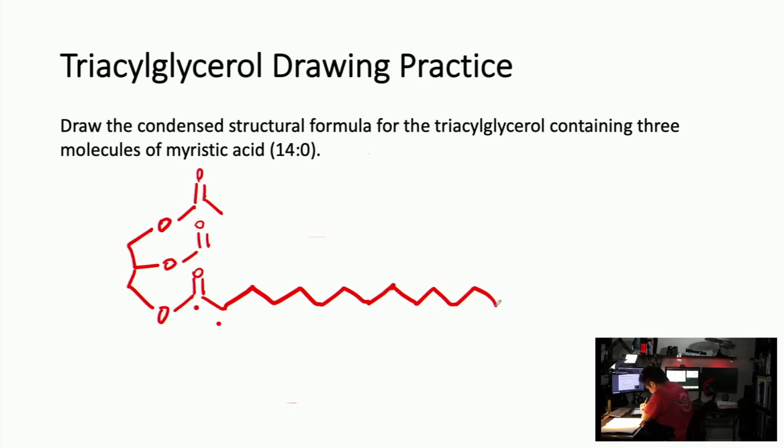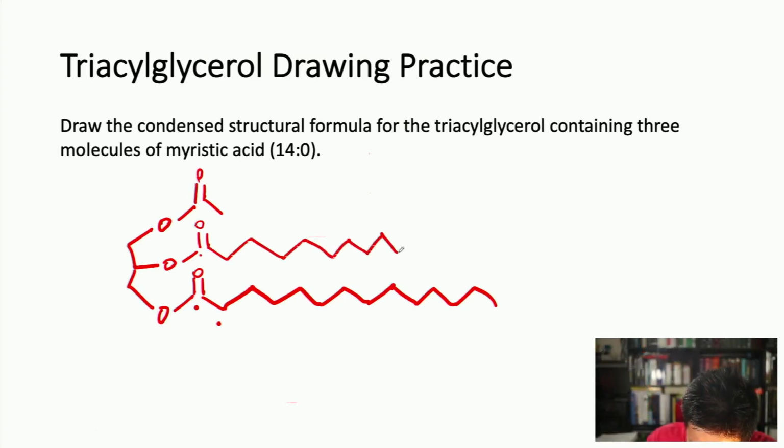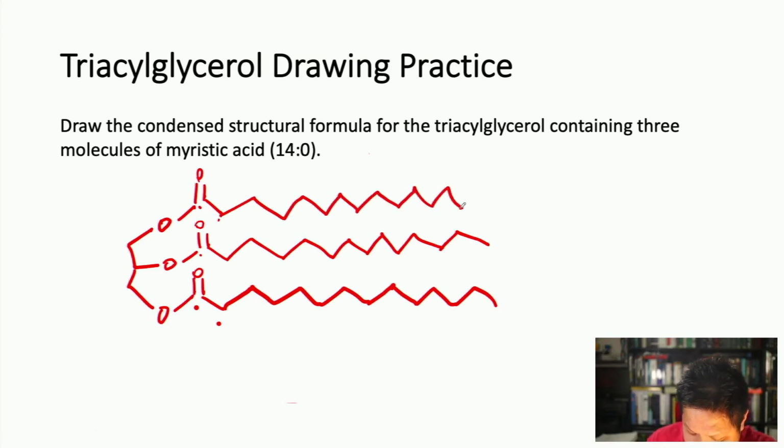Let's do it again. 1 carbon there, 2, 3, 4, 5, 6, 7, 8, 9, 10, 11, 12, 13, 14. Right? 1, 2, 3, 4, 5, 6, 7, 8, 9, 10, 11, 12, 13, 14.